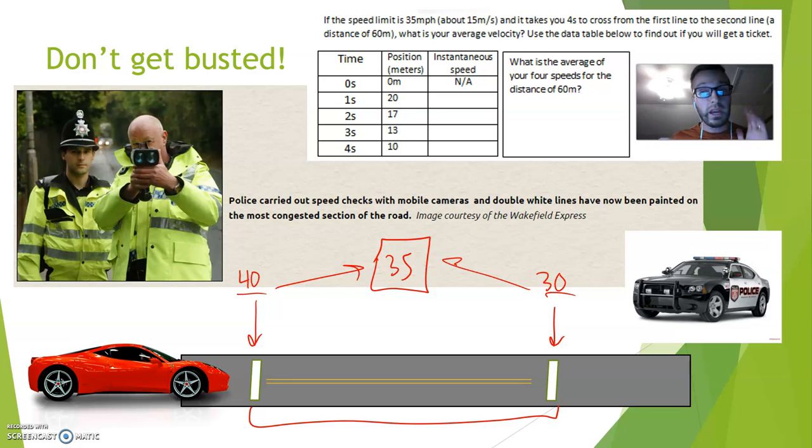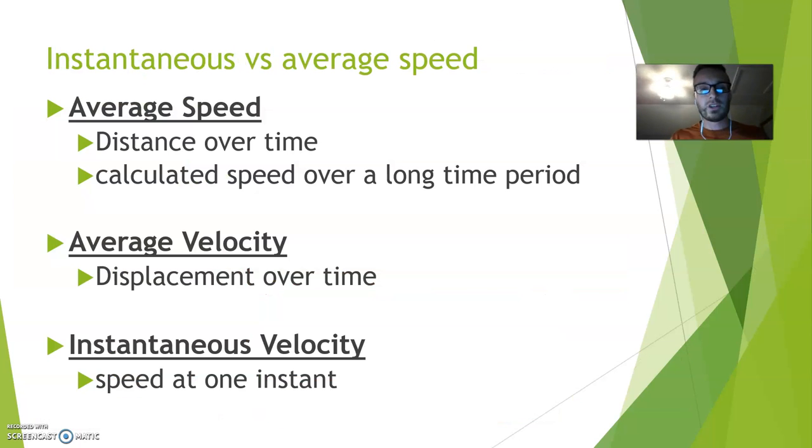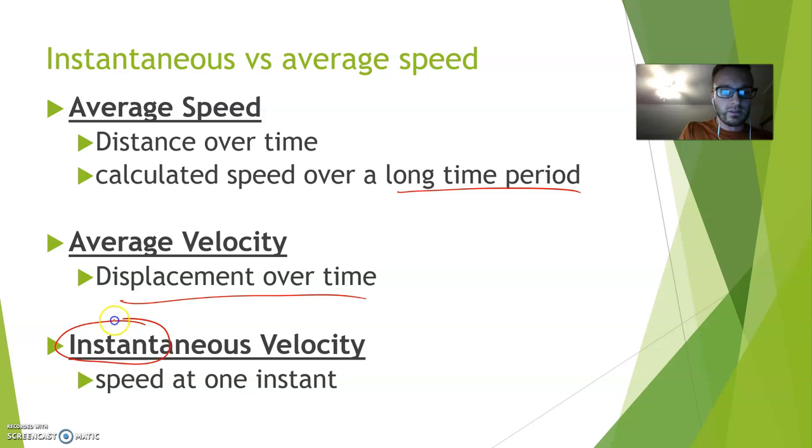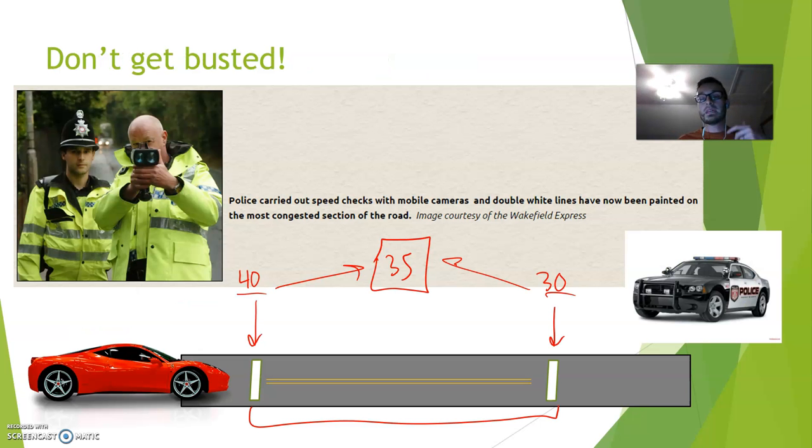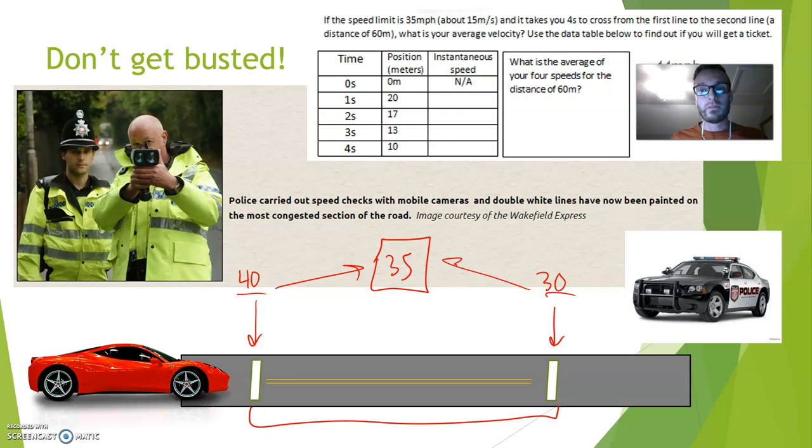Now, if they were using a radar gun, however, then they would measure your speed at an instant. That's why we call it instantaneous speed. That is the speed at which you are traveling at a particular instant in time. So average speed is distance over time over a long time period. Average velocity is displacement over time, but instantaneous velocity is your velocity at a particular instant. So a radar gun would measure your speed as soon as they pull the trigger to make that measurement. The timing method would measure your average speed.